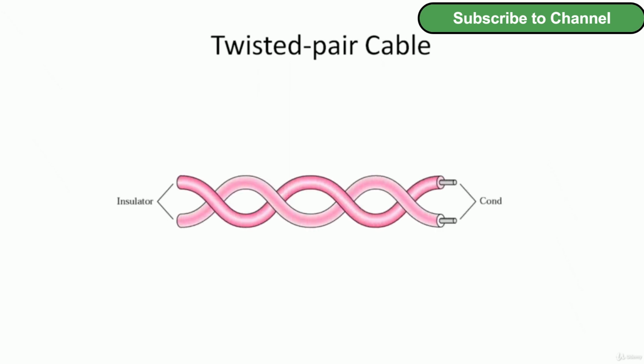Twisted pair cable: you can see in this figure, the conductor is inside this cable, and this cable is twisted. On the upper side, the insulator is there. So this is the twisted pair. Next one, we have to study these UTP and STP cables.